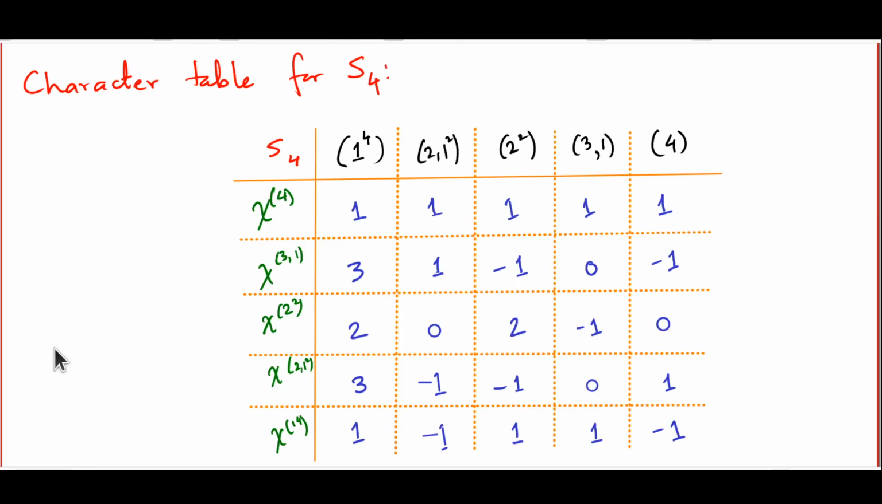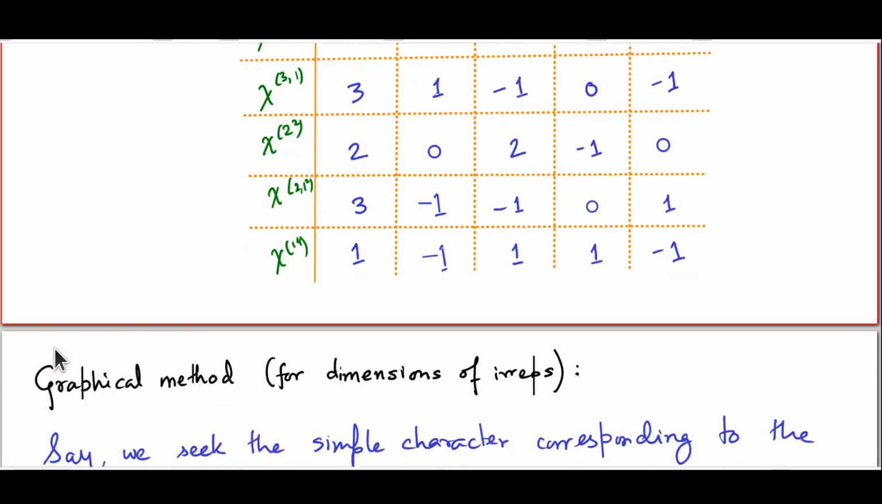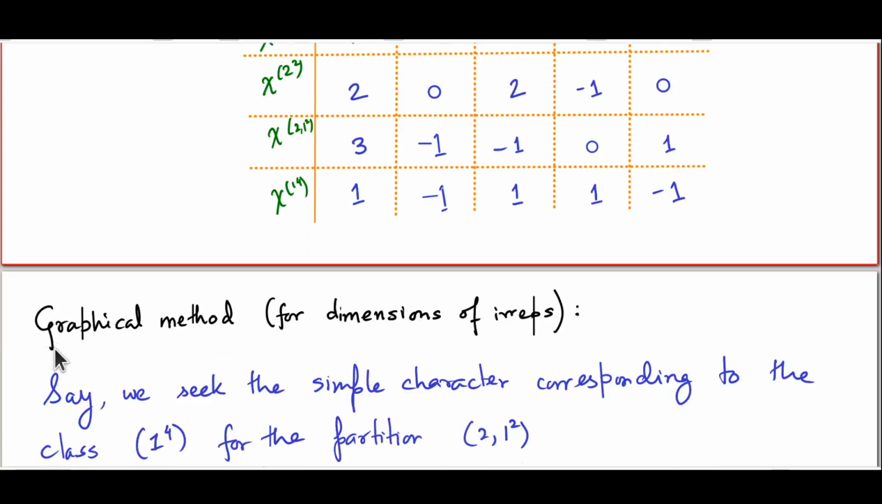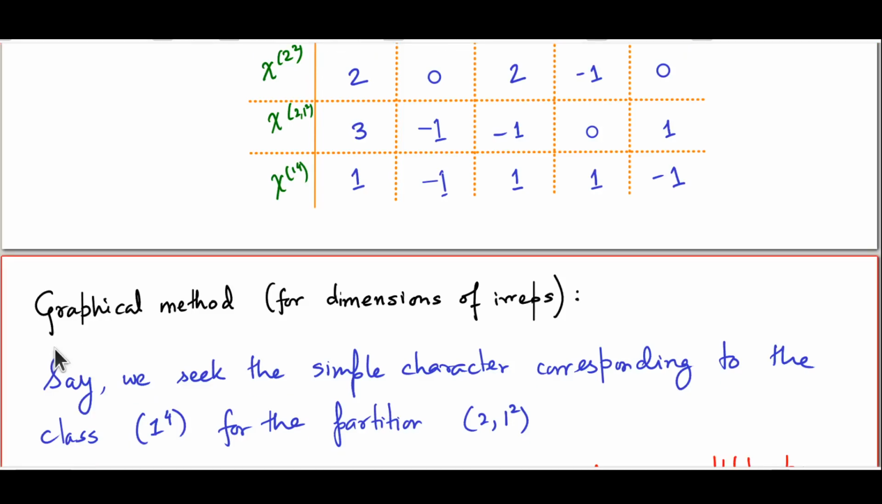We will adapt this method for other classes as well later on, so that we can build up the entire character table, but that will take a bit of thought and we will leave that for the next lecture. But let me just show you what we did for 1 to the 4 in our example of S4. Let us look at one particular partition. Let's say the partition 2, 1 square, 2 plus 1 plus 1 for 4. And let's ask, how exactly did we calculate the corresponding simple character?